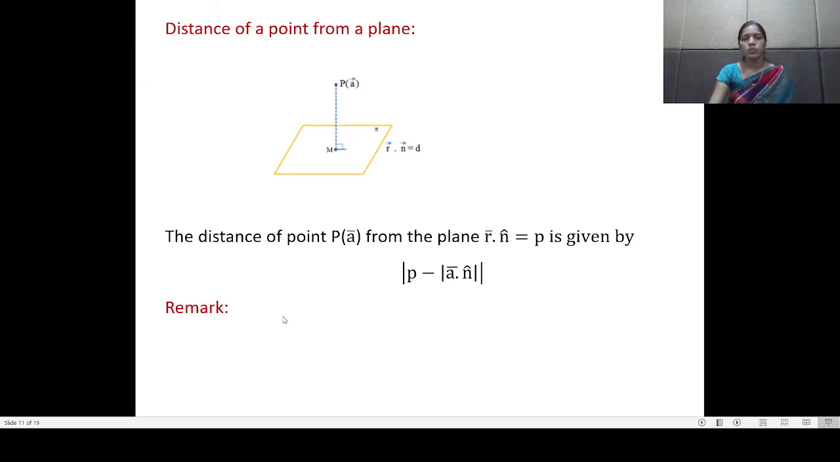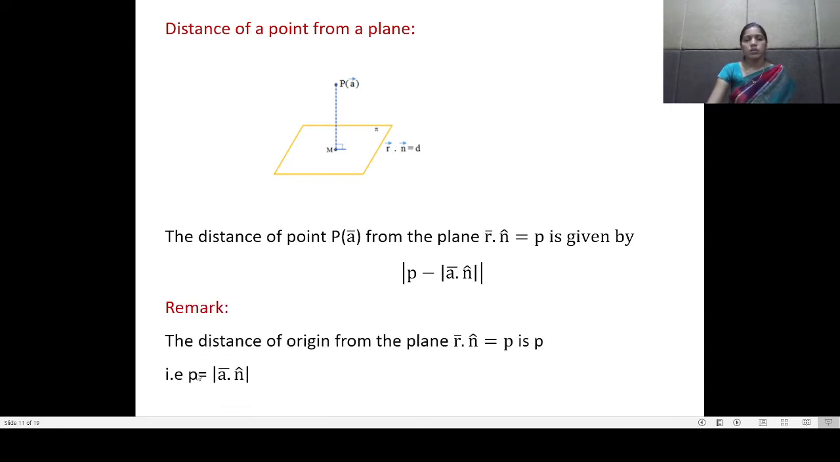So let's see the remark. The distance of the origin from the plane r bar dot n cap equal to p is p. Suppose we take this point as the origin. So the distance OM is p, and p is equal to magnitude of a bar dot n cap. It is the distance of the origin from the plane r bar dot n cap equal to p.